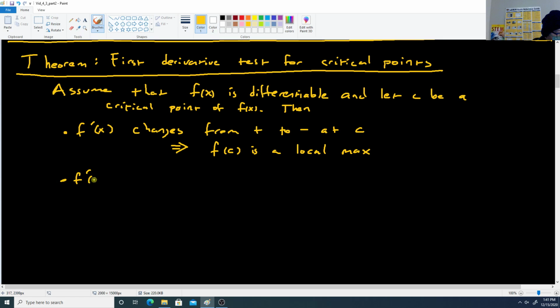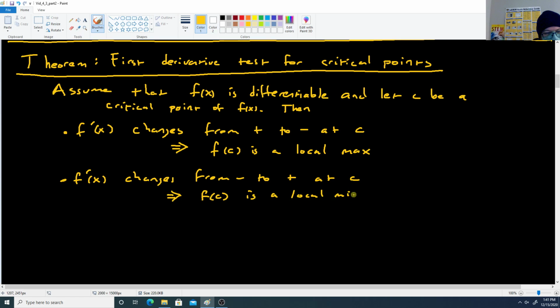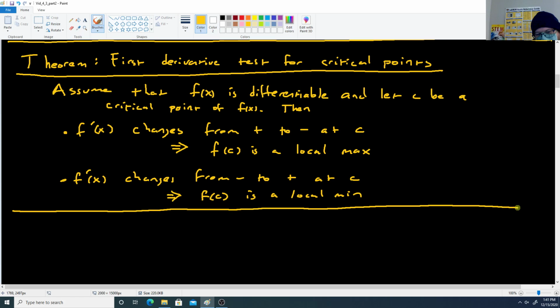And if f prime of x changes from negative to positive at c, that will imply f of c is a local min. And remember, like I said earlier, the AP test, they use relative min and relative max instead of local min and local max sometimes. So they'll refer to these in either way.